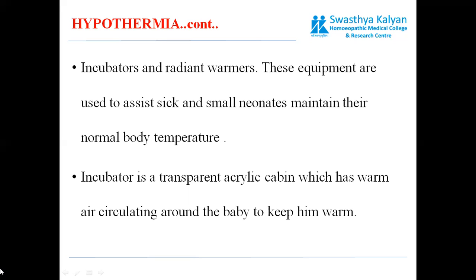Now, what is an incubator? An incubator is basically a transparent acrylic cabin which has warm air circulating around the baby to keep the baby warm. There is a basic difference between an incubator and a radiant warmer. An incubator is a transparent, closed cabin in which warm air circulates around the baby to keep the baby warm, whereas the radiant warmer is an open system.